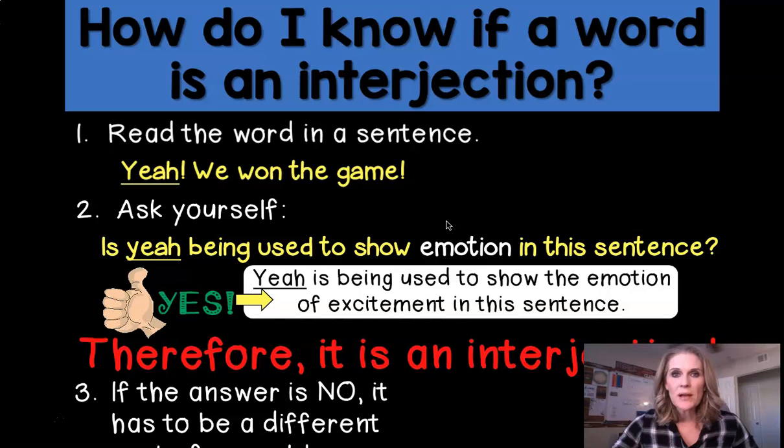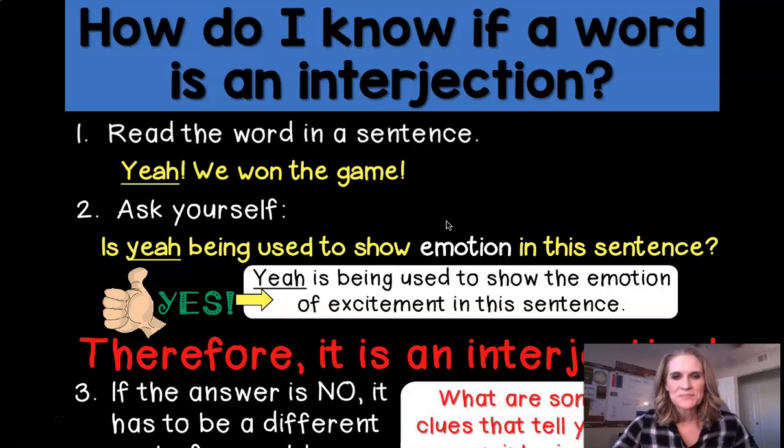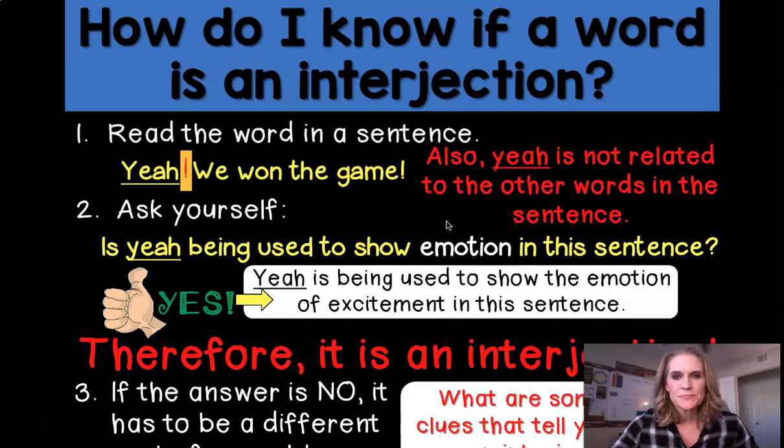Remember, you can go back, pause, rewind whenever you need to. What are some other clues that tell you yay is an interjection? Sometimes it has an exclamation point. Interjections are words we use to show excitement or emotion. Also, yay is not related to the other words in the sentence.